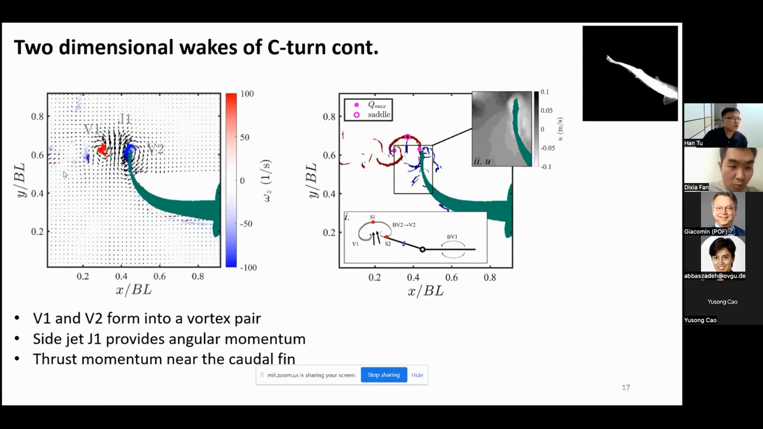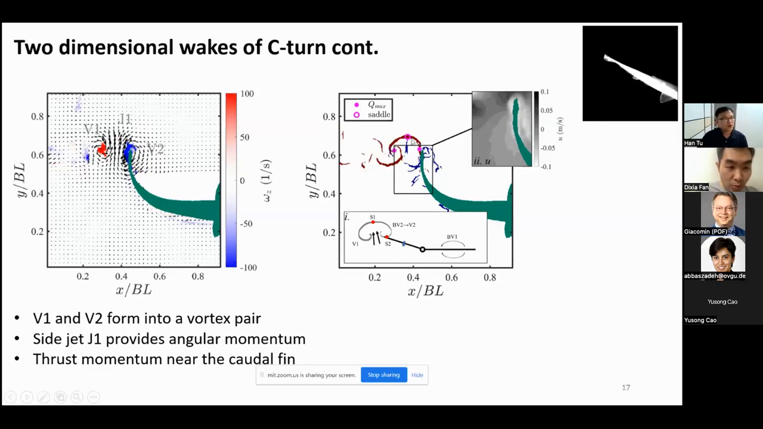The BV2 finally evolves into another vortex V2. As we can see from previous slides, V1 and V2 actually form a vortex ring or vortex pair. Of course, there is a side jet J1 that curls through the vortex pair, and J1 is expected to provide angular momentum for this turning. Now switch to the right side, the Lagrangian perspective.